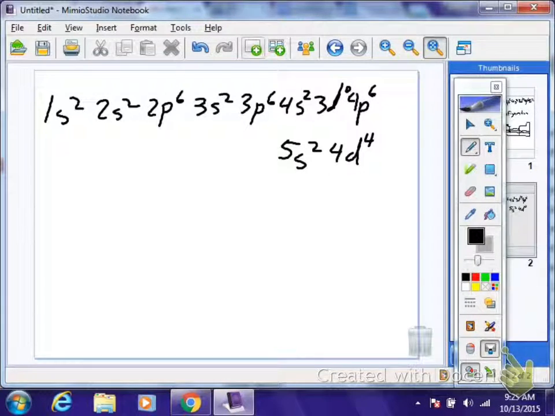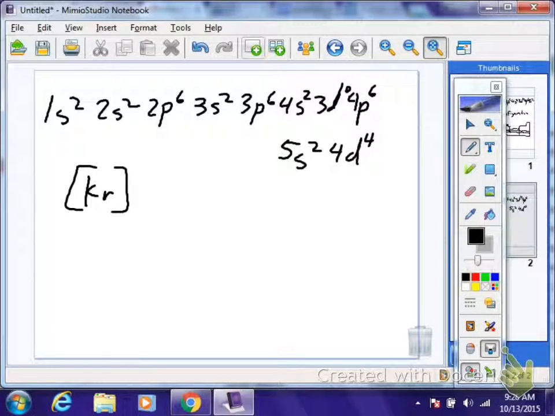It's kind of got a pattern. You kind of see the pattern. It goes S's, then D's, and P's. And the D's are one behind when you get into the D's. So if you would do the noble gas configuration for that, we still use krypton, so it would be Kr.